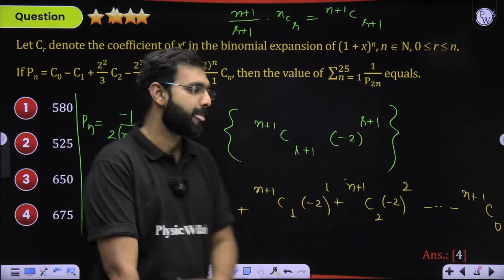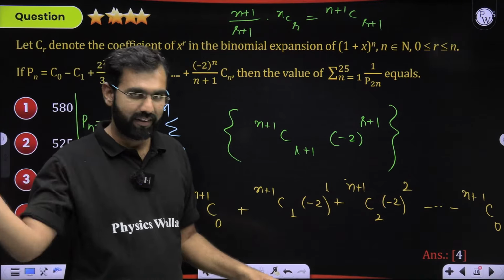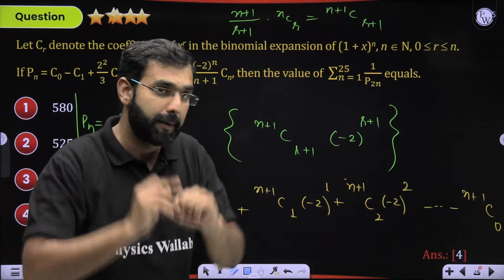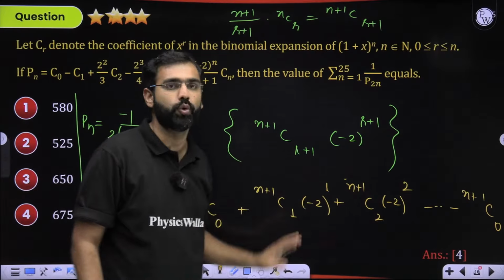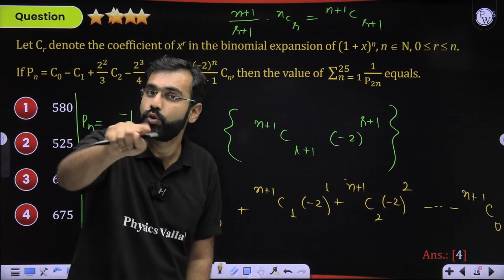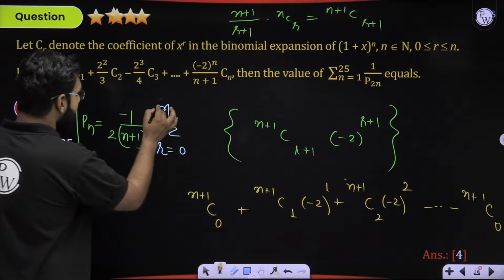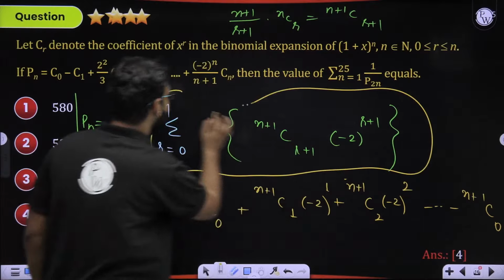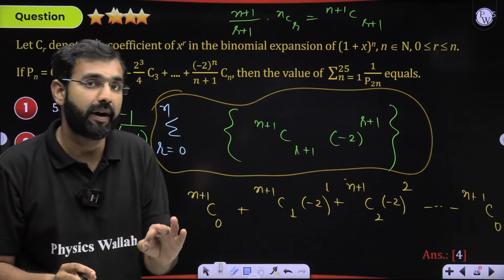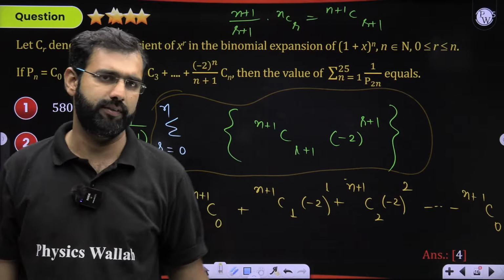Everybody got that? And we know nC0 + nCr x to the power r, if it is expanded, it is 1 plus x to the power n. But n is not n, it is n plus 1, and x is not x, it is minus 2. So it will be 1 minus 2 to the power n plus 1. So this entire expansion which you are dealing with is nothing but 1 minus 2 to the power n plus 1 minus this. Give me a quick update on this. Did you all get that?